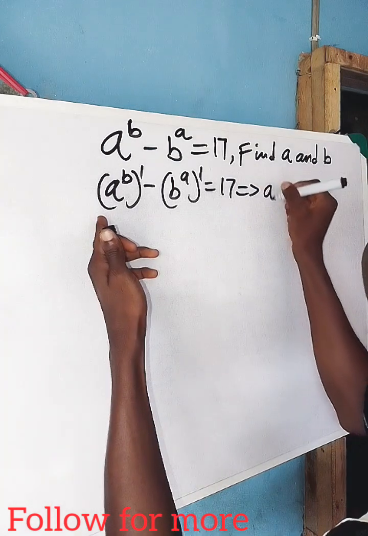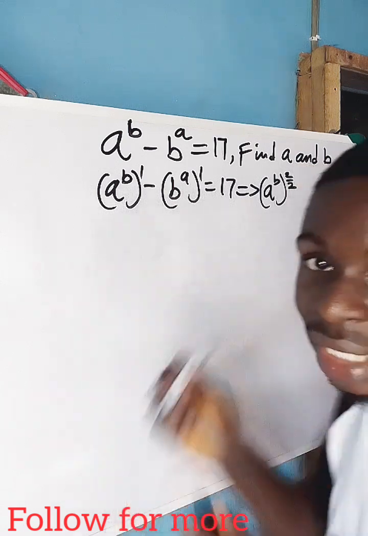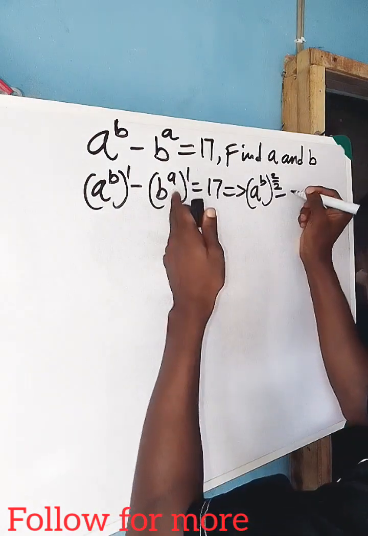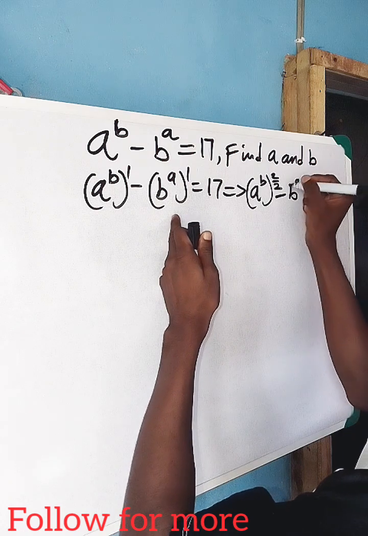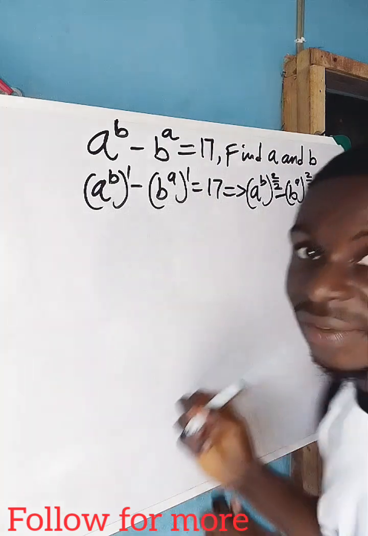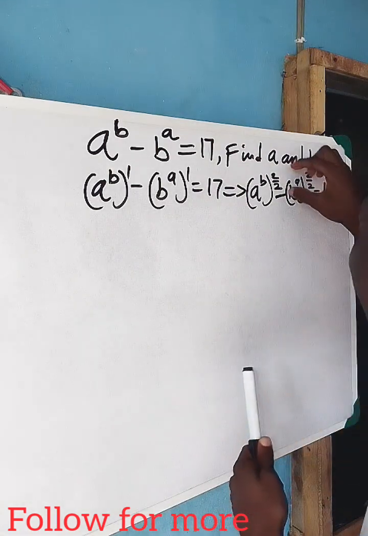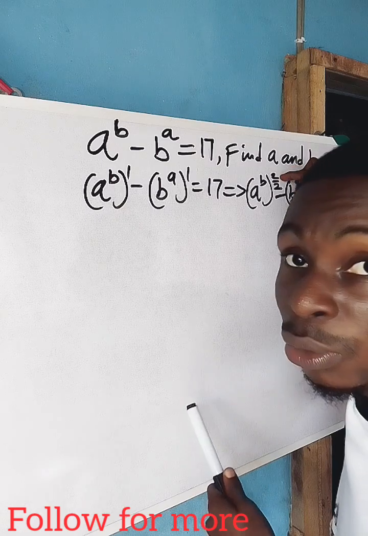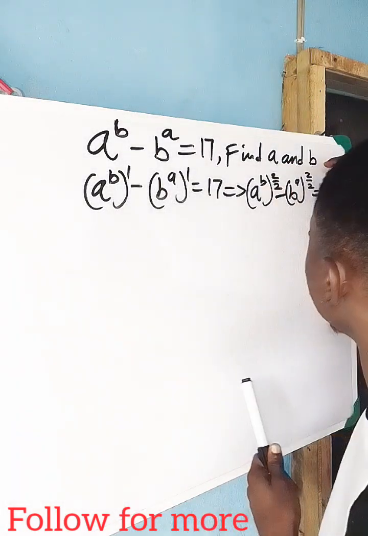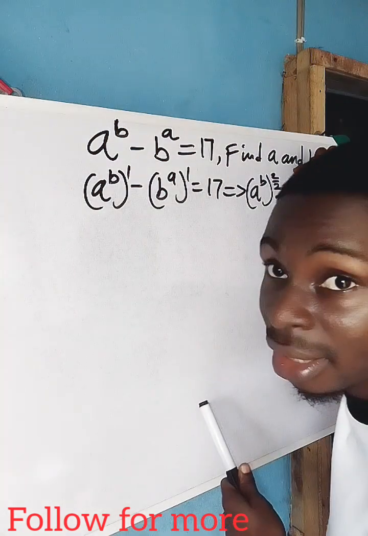So this implies that we are going to have a to the power of b or to the power of 2 over 2. I hope you are seeing me clearly. Okay, so minus b to the power of a or to the power of 2 over 2 is equal to 17, right? So what we are going to do next is that you can bring out 1 over 2 from this 2 over 2 and multiply it by b. Bring out 1 over 2 from this 2 over 2 and multiply it by a.